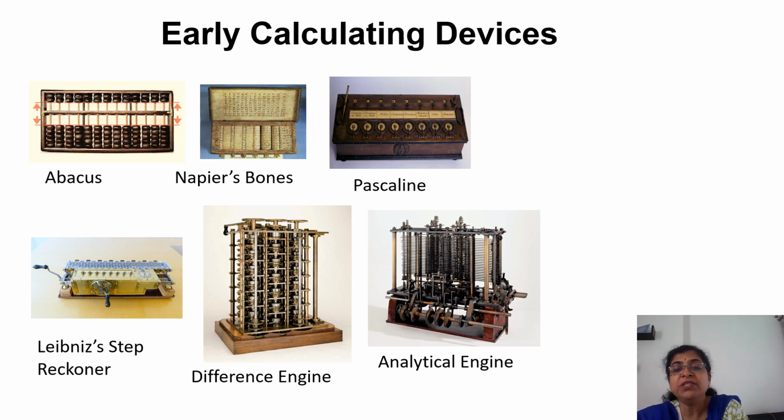Then comes the difference engine and analytical engine. These two machines were developed by Charles Babbage. He is called the father of the computer. These machines had 5 key features: input device, storage unit, processor, control unit and output device. All these 5 features are found in today's modern computer also. That's why he is called the father of the computer.